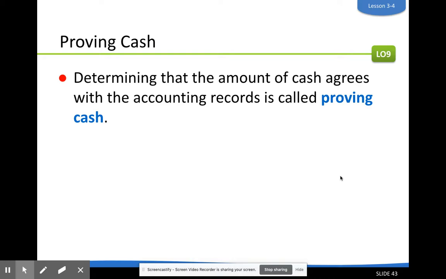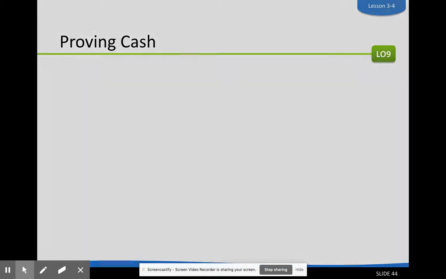Another thing that we do at the end of every month is prove cash. So we are proving that the amount of cash that we have, based on our journalizing and our records, matches the amount of cash we actually have in our bank account. Because at the end of the day, if we think we should have $10,000 but the bank only has $8,000, then we only have $8,000 and there's an issue. So at the end of every month, we prove cash.